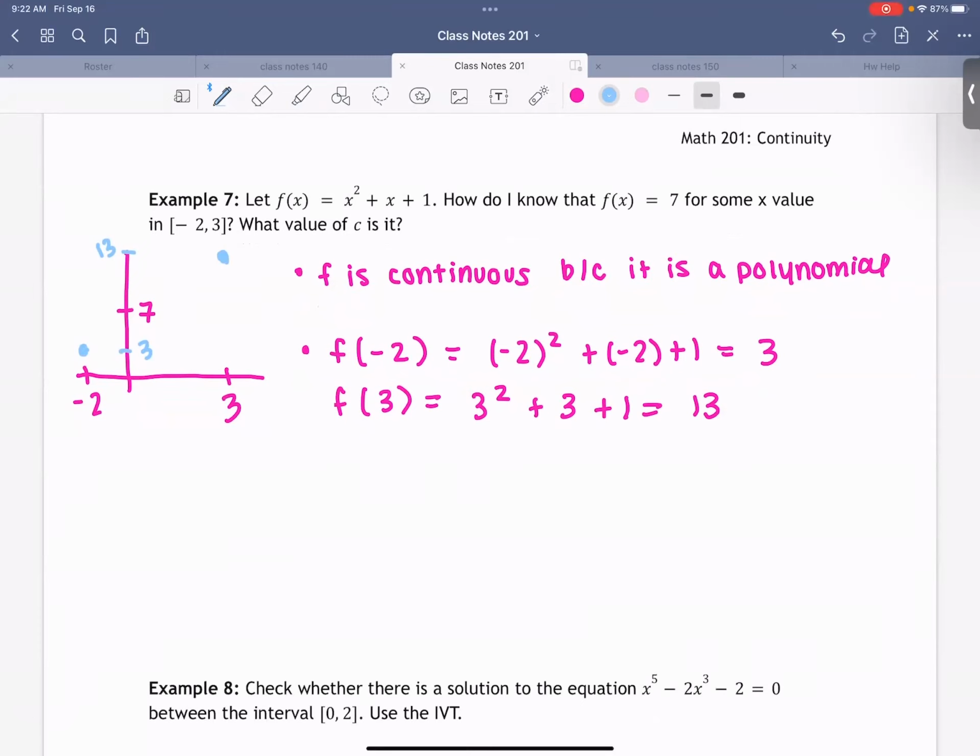Of course, you can kind of sketch it out if you want, but all we have to say is by the intermediate value theorem, f of x has to be 7 somewhere, or for some x between -2 and 3. Okay, that's how we explain our answer. Now most questions with intermediate value theorem aren't going to ask us this, but why don't we just find the value of c? Any ideas on how I would find the c value?